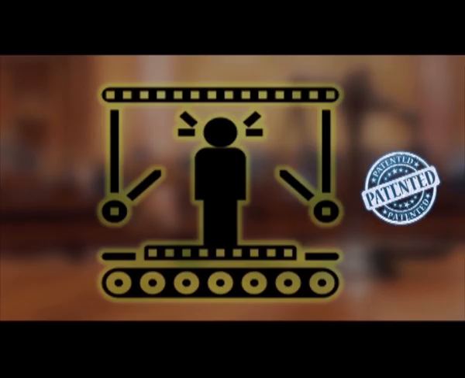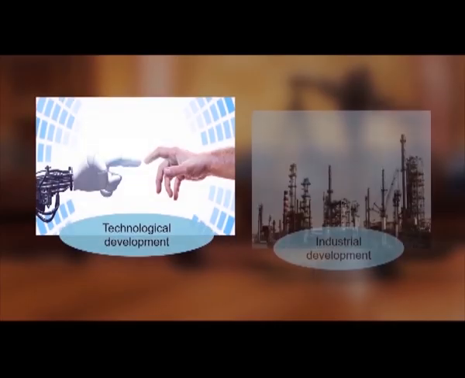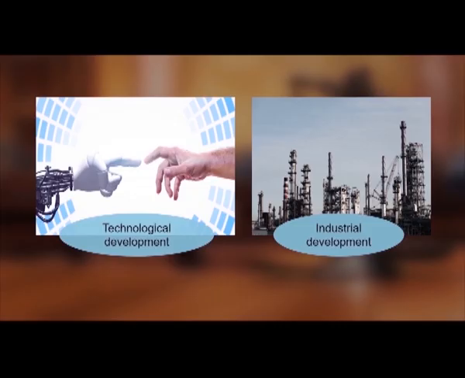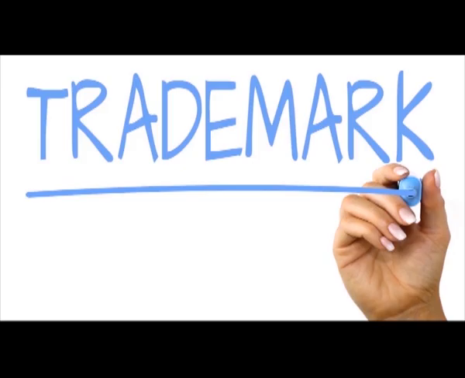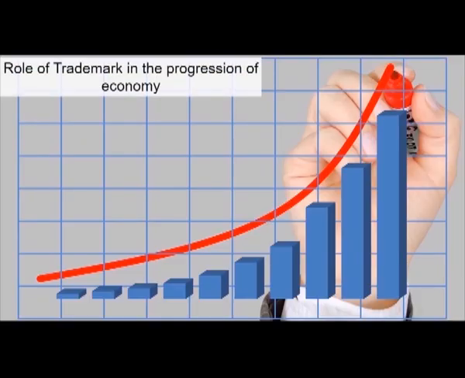So, the main objective of national patent legislation is to accelerate the technological and industrial development of the country. Again, a very important IP, intellectual property, is trademark, and we will be talking about the role of trademark and how it is important in the progression of economy. What is a trademark? A trademark is a visual symbol in the form of a word, a device or a label which is applied to articles of commerce with a view to indicate to the buyers that the goods are manufactured by a particular manufacturer, as distinguished from similar goods manufactured by others.